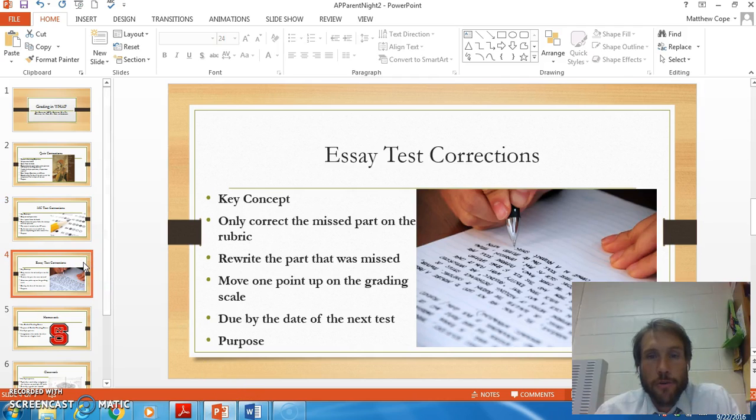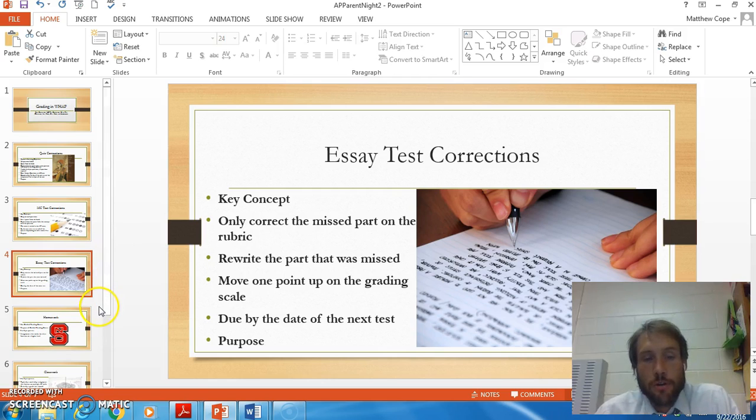Moving on to essay test corrections. Again, they work very similarly. You'll use the key concepts to link what the essay question was linked to, which specific key concept the essay was linked to. That would only be one key concept in most cases. And then you only correct the parts of the essay rubric that you missed.